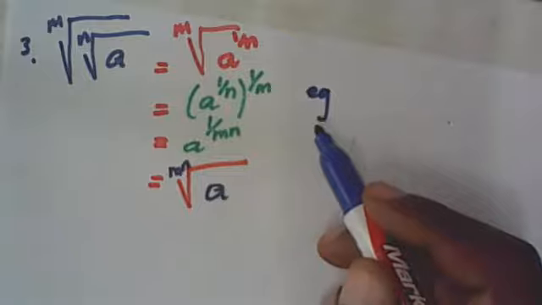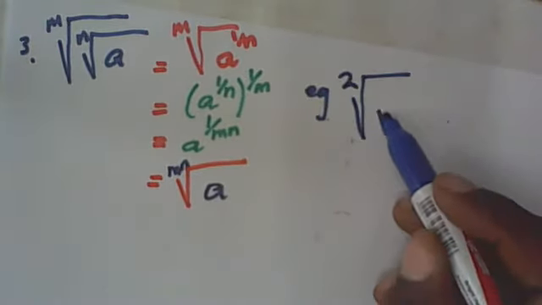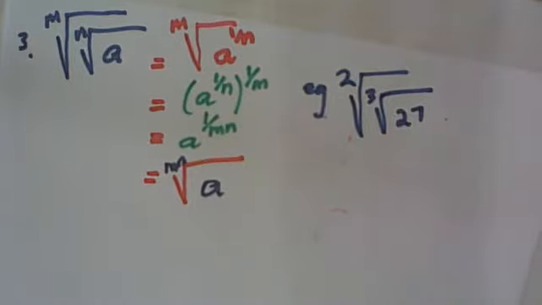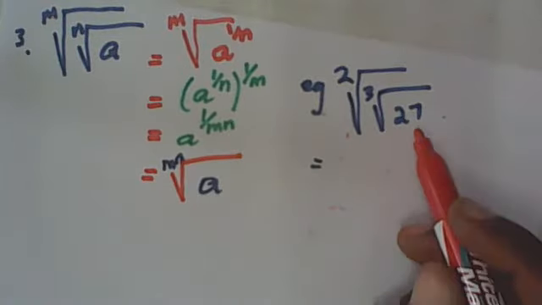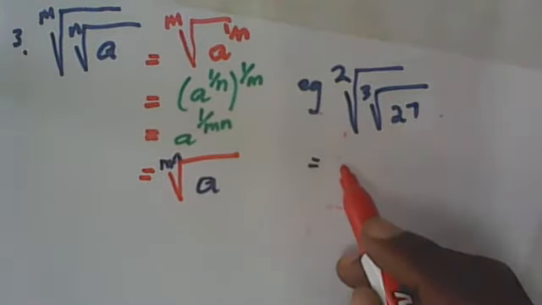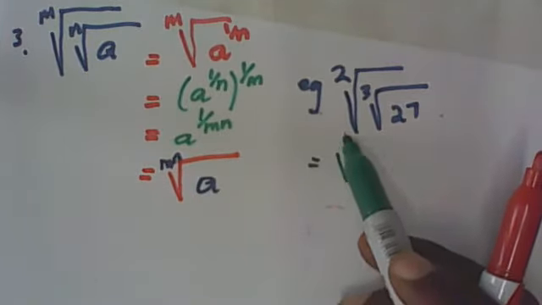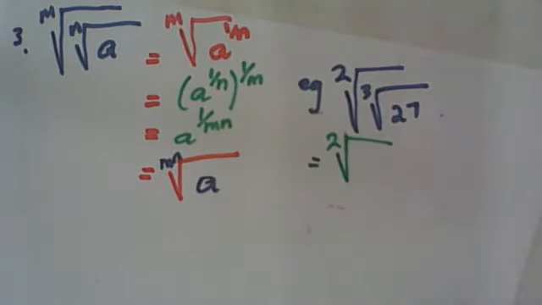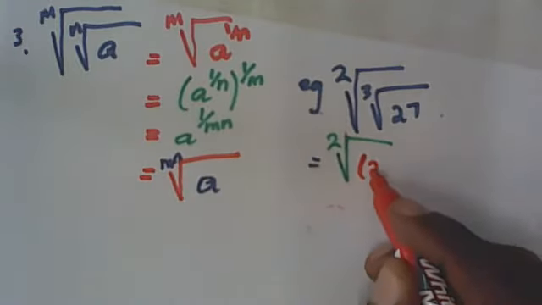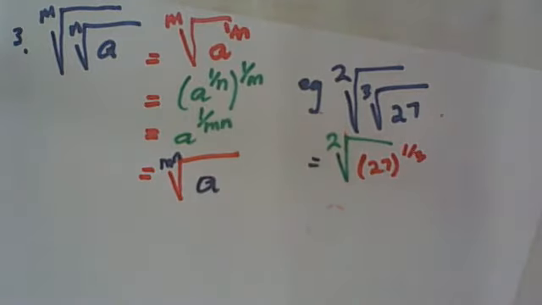Say for an example, we had the square root of the cube root of 27. Then what do we do? Start first with this and manipulate it from inside. It will be the square root of 27 to the power 1 over 3. That's 27 to the power 1 over 3.